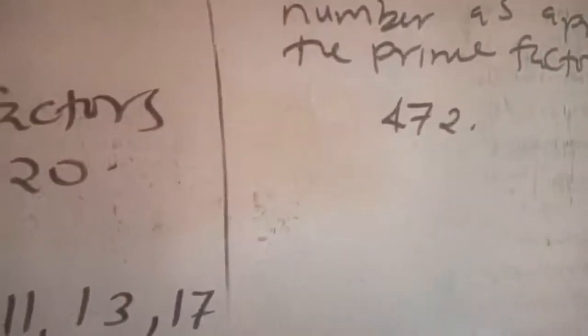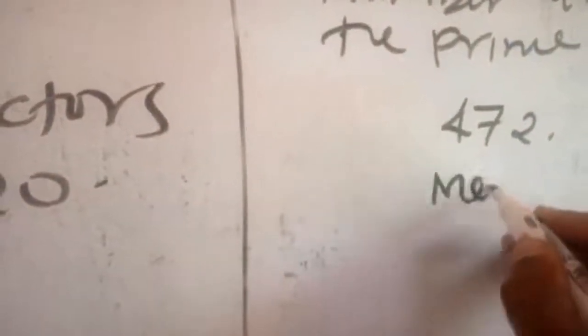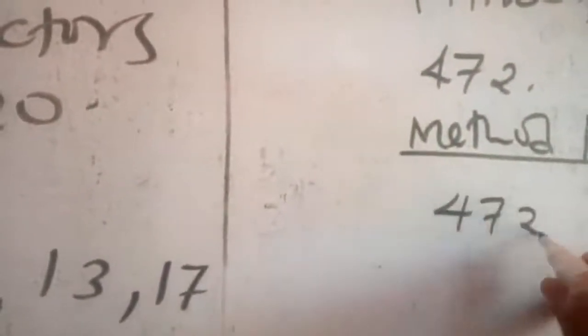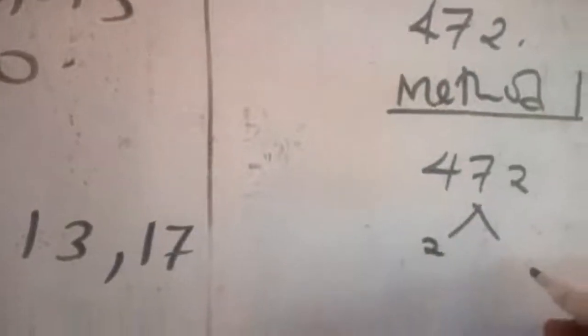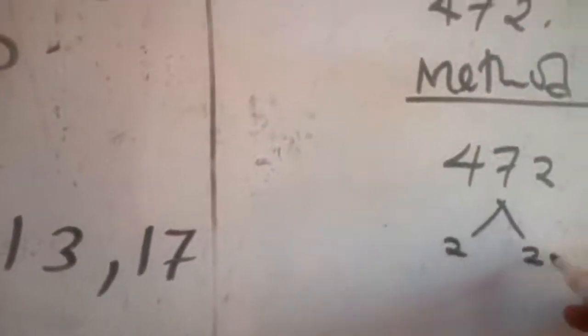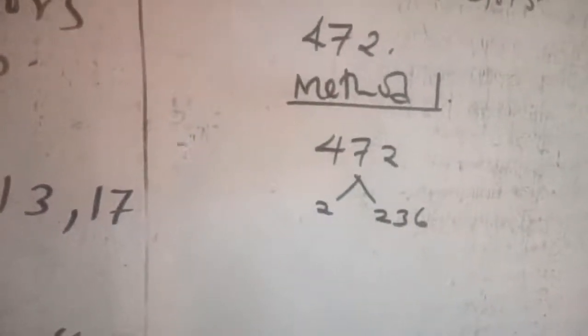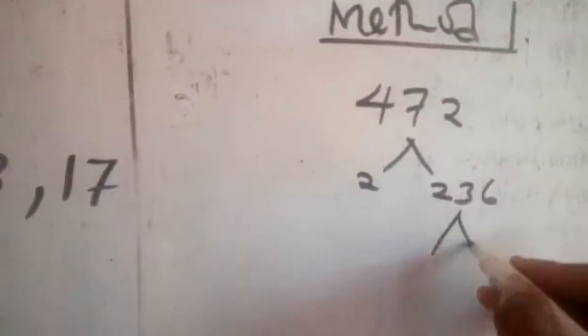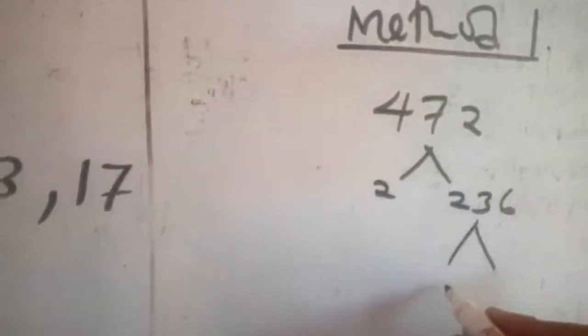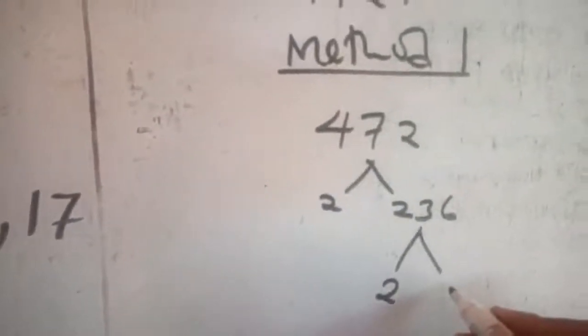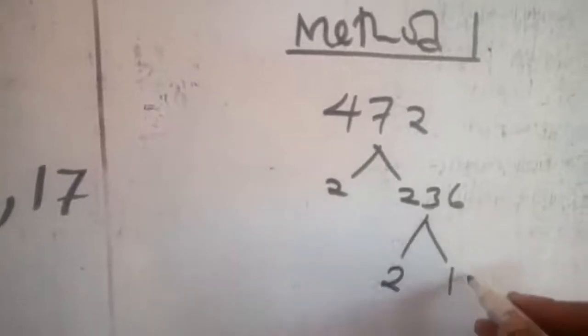We can use method 1 here. Method 1 is referred to as a tree diagram. You come up with a tree diagram, that is 472. Then you ask yourself, 2 times what will get you 472? You will get 236. Then again 236 is divisible by 2, so you divide it further by 2.